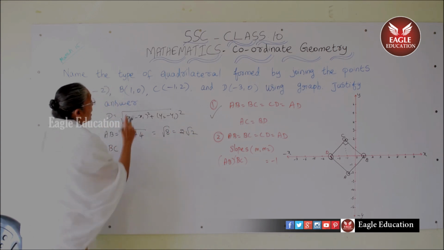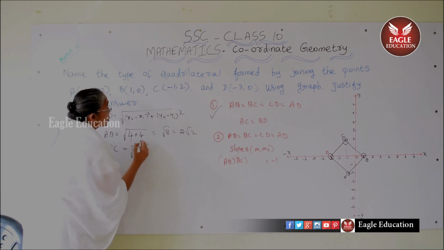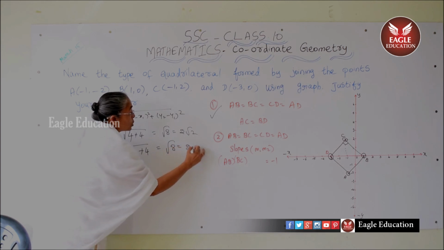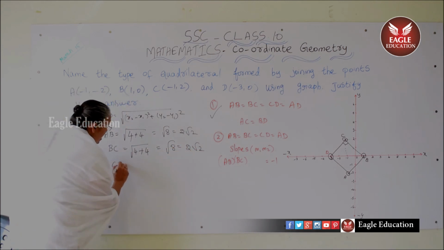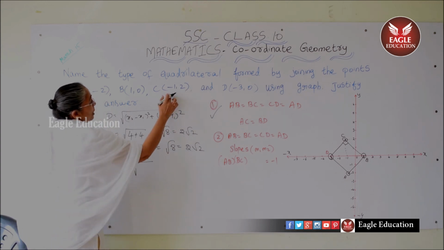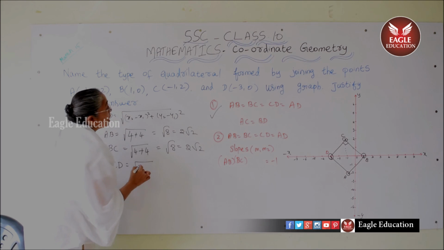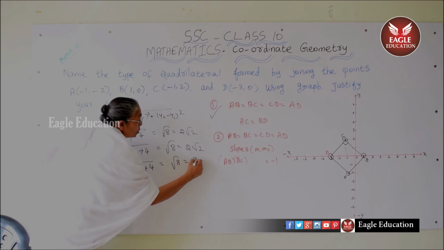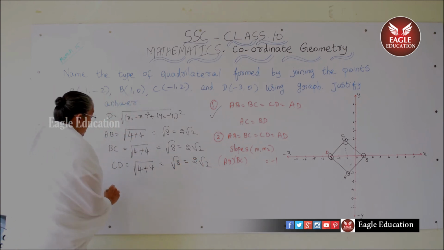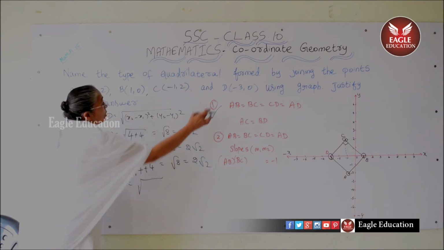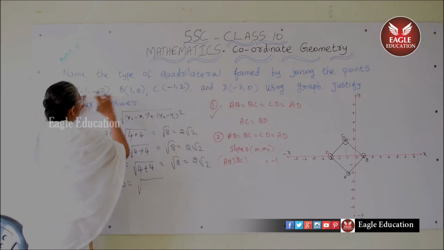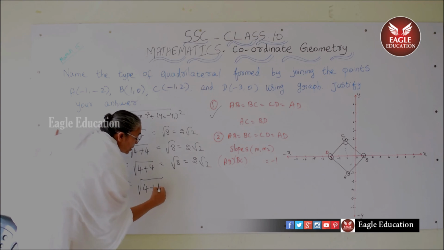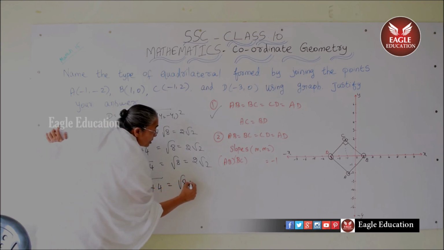Now let us find the BC distance: minus 1 minus 1, so minus 2 whole square is 4, 2 minus 0 whole square is 4, again root 8, which is 2 root 2. Next, distance CD equals root over minus 3 plus 1, so 2 square is 4, and 0 minus 2 whole square is again 4. So root 8, 2 root 2. Now the last distance, AD. You should consider these two vertices: minus 3 plus 1, so minus 2 whole square is again 4, and 0 minus of minus 2 plus 2 whole square is 4. So root 8, which is 2 root 2.